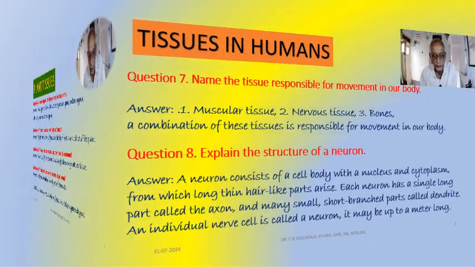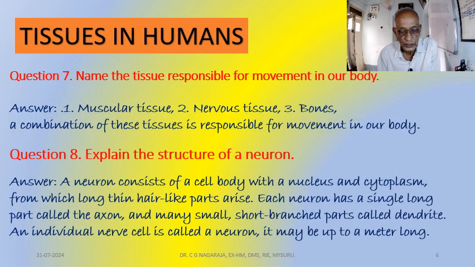Some tissues connected to human beings. Name the tissue responsible for movement in our body. Number 1, muscular tissue helps, and nervous tissue, and also skeletal tissue, that is bone tissue. All these 3 combined together help in the movement in our body.